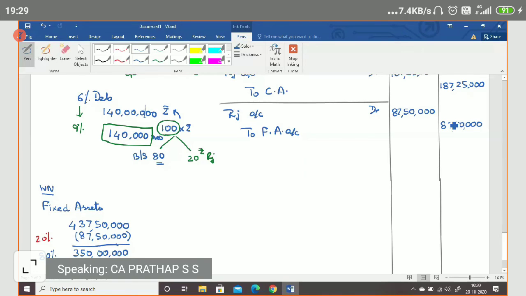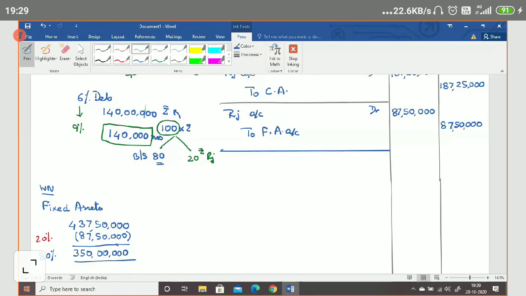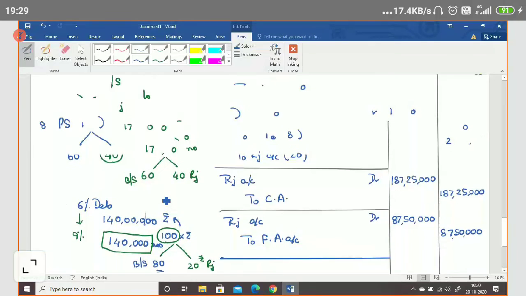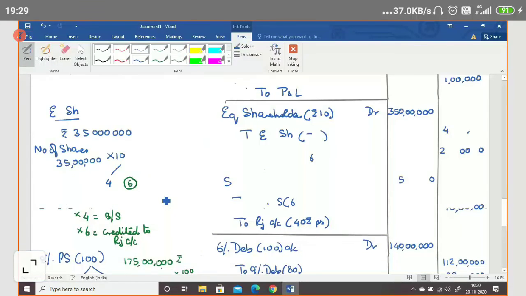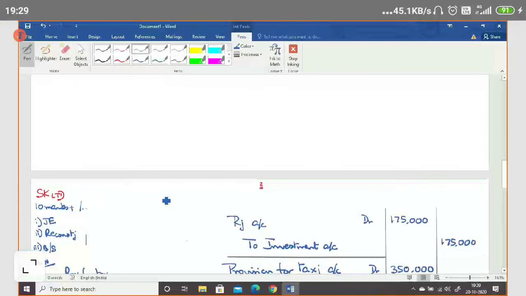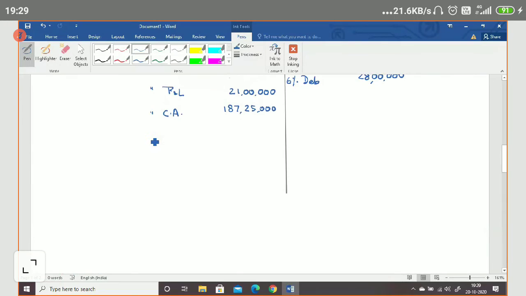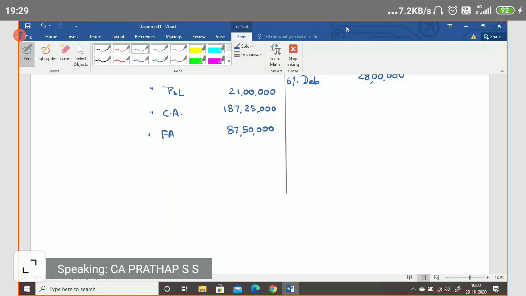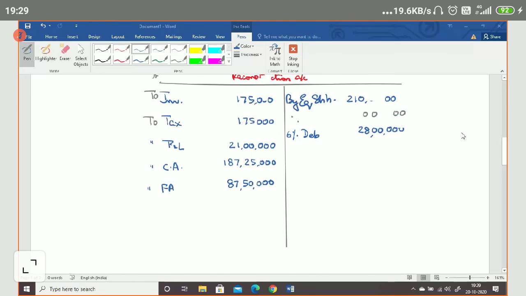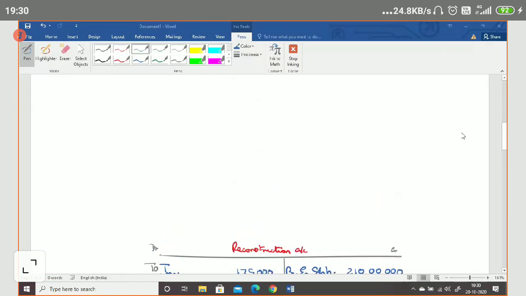Then as usual, it is a loss. Only one account will bear the loss, 87 lakhs 50,000, and it will be borne by reconstruction account. 87 lakhs 50,000 is correct. Loss. And then in the reconstructed balance sheet, fixed assets will come at 350.